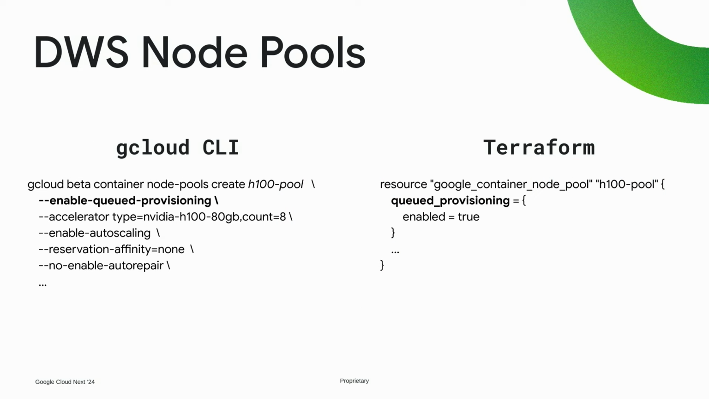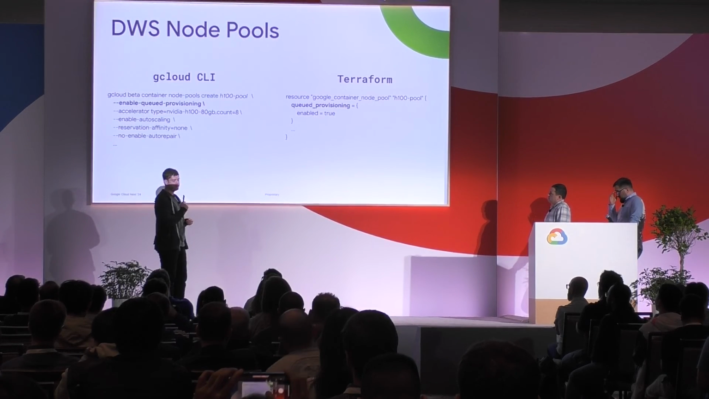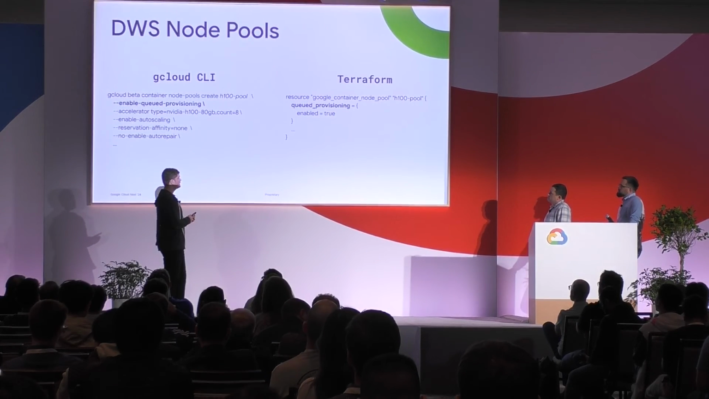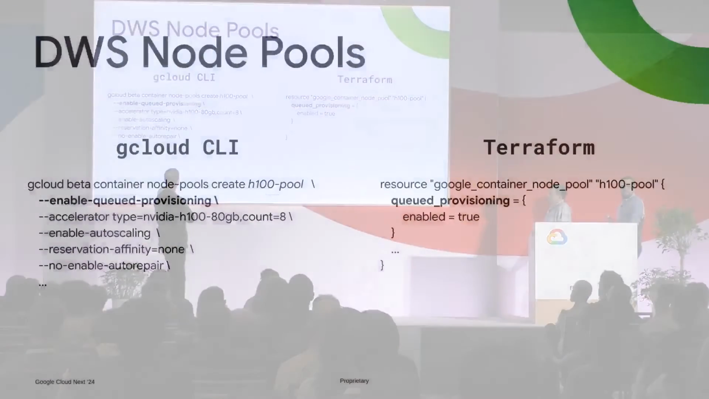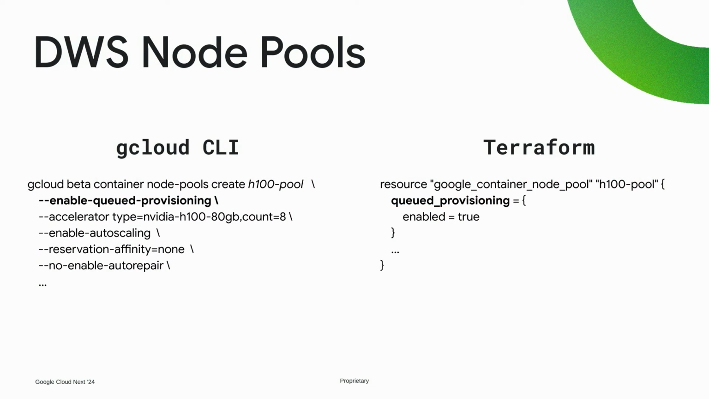If you're not familiar with GKE, I'll just give you a quick primer on node pools. Each GKE cluster can have one or more node pools, and node pools are how you define which specific machine shapes are available for your workloads to use. For example, you can define a node pool with machines that have 64 cores, 500 gigs of memory, and 4 A100s attached. The first step to using DWS is to create node pools with DWS enabled. And you can do that pretty easily with just a single flag. So here in the CLI, enable queued provisioning, or you can even do it through Terraform like we do.